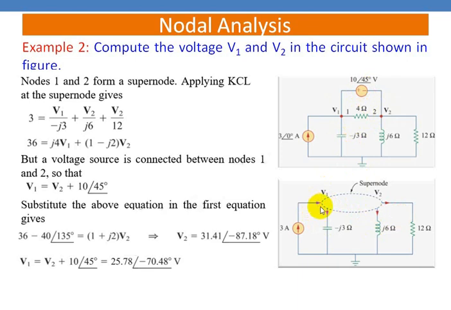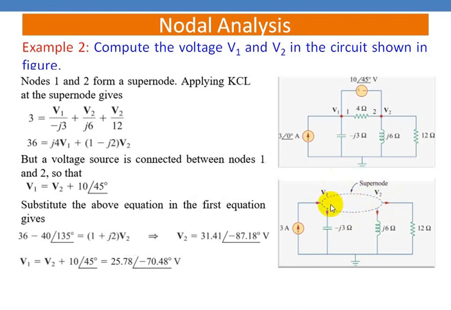Now you assign current directions for these branches. So they are shown here. This is flowing towards the right, and this is flowing downwards, this is flowing downwards, and this is right. So arbitrarily we have to assume the current directions. So now, considering this as a super node, you write the KCL equation.